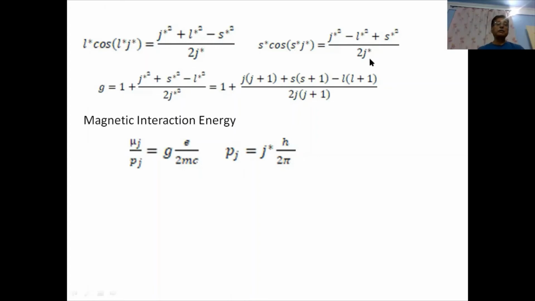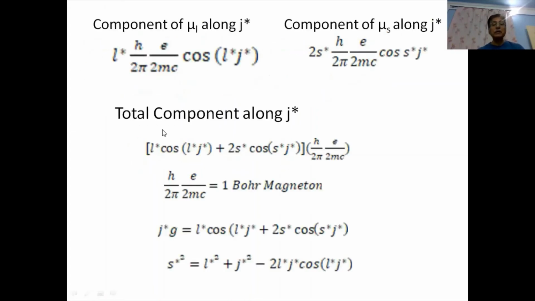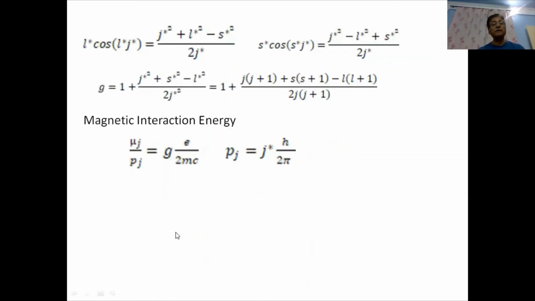So in this way, if we go back, this is J* G is equal to this much. Once we have calculated these values and transferred J* to the right hand side in the denominator, we get G, and that value of G comes out to be 1 plus (J*² plus S*² minus L*²) by 2 J*², which on decomposition will give you 1 plus (J(J+1) plus S(S+1) minus L(L+1)) by 2 J(J+1).